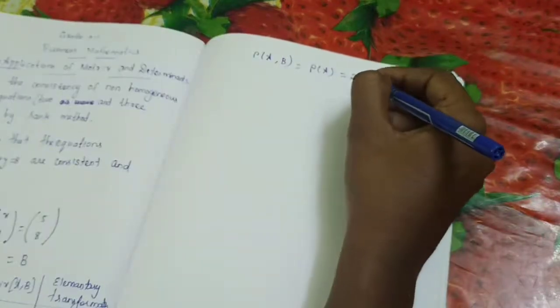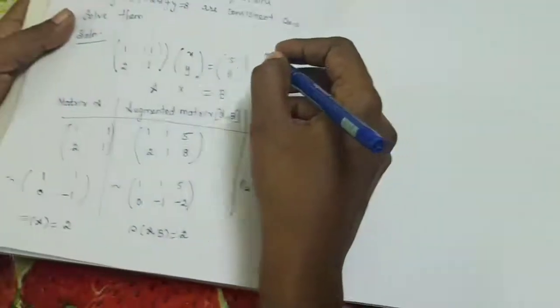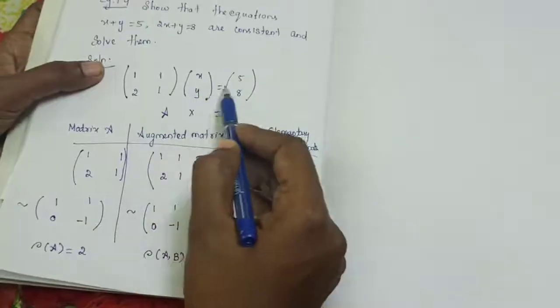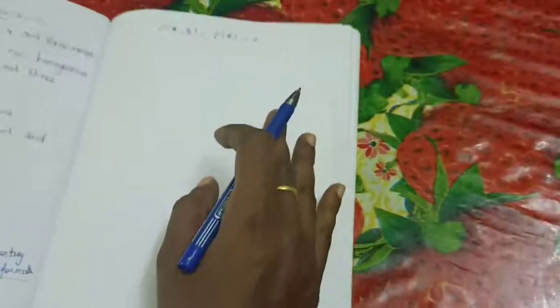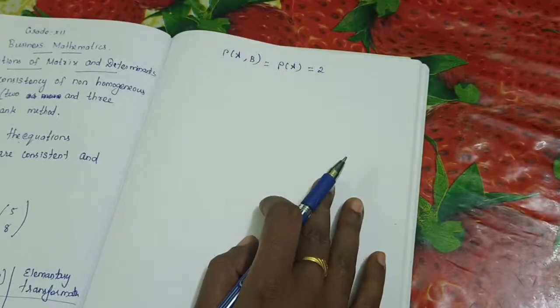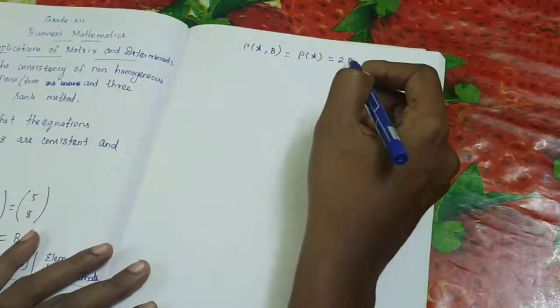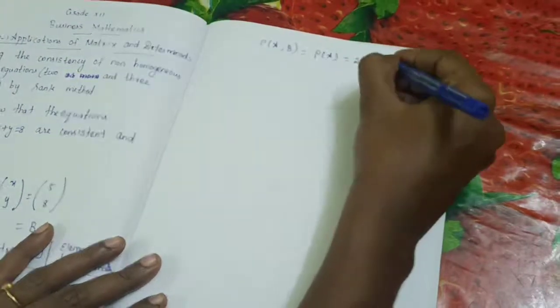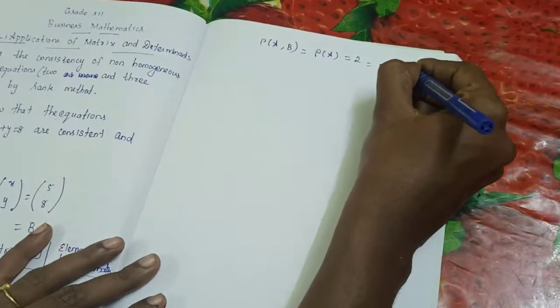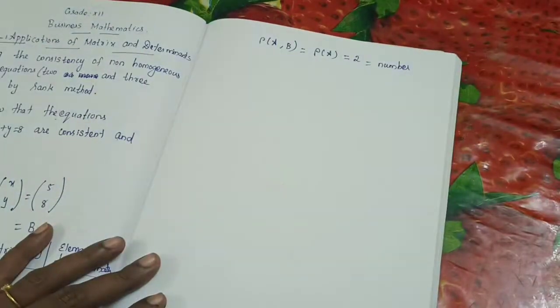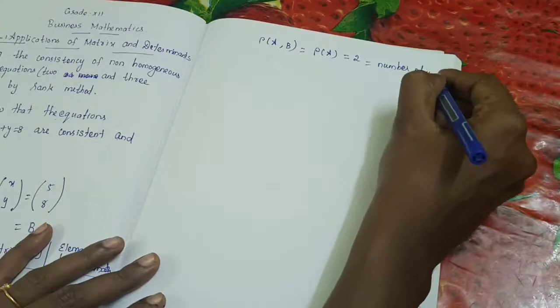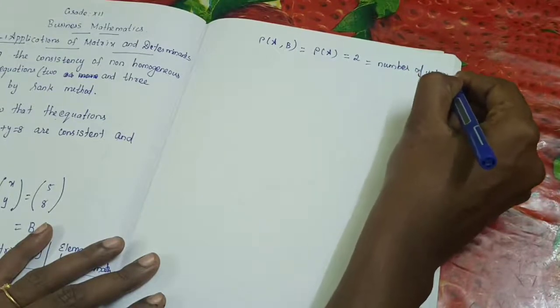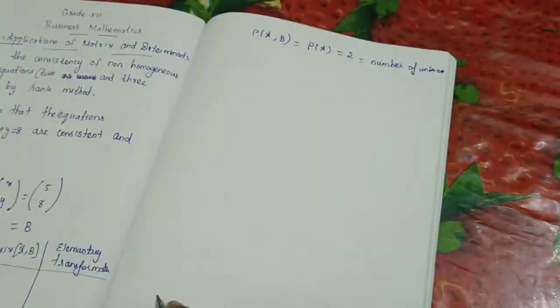So 2, how many unknowns are there? That one you need to find out first itself. How many unknowns are there? 2 unknowns, X and Y. Okay. 2 unknown values are there. So both are also equal to 2. That is same as the number of unknowns. That is equal to n.